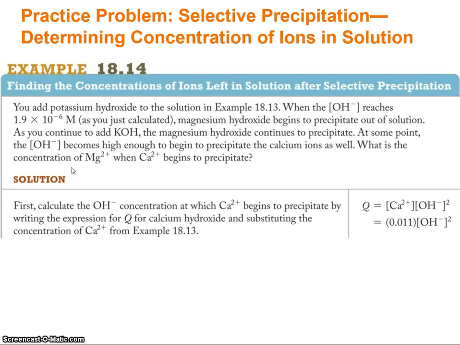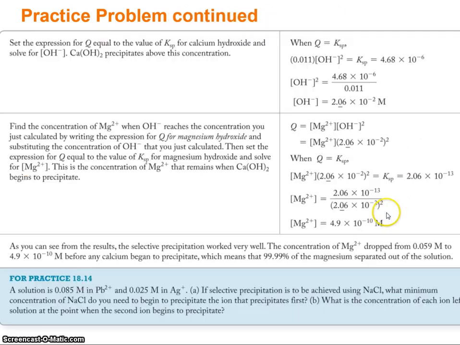So the first thing we need to do is figure out the hydroxide ion concentration when the calcium starts to precipitate by writing a Q expression for the calcium hydroxide and substituting in the concentration of calcium that we had before. So Q was equal to calcium times hydroxide squared. So that's the products, right? And it should be over 1 because it's the solid. So we got 0.011 from before times the hydroxide ion concentration squared.